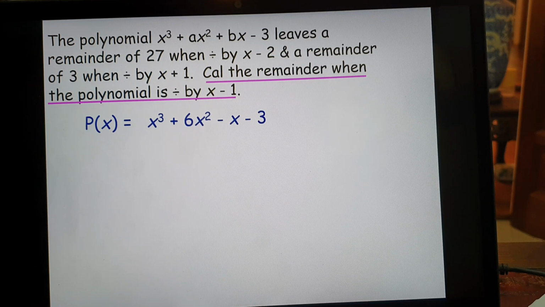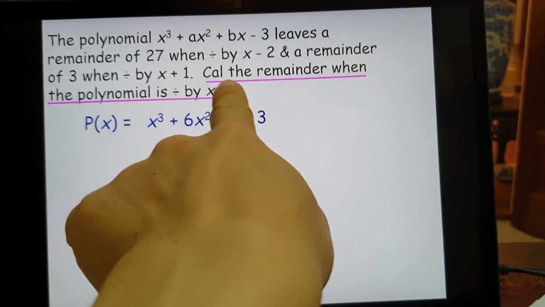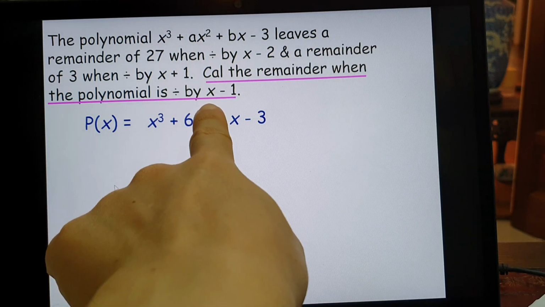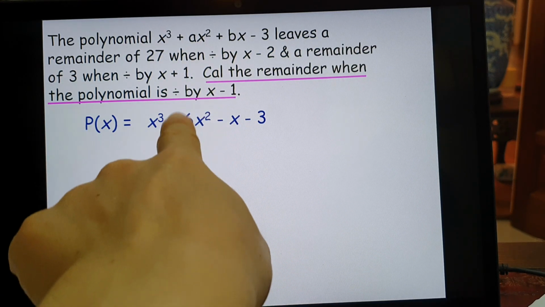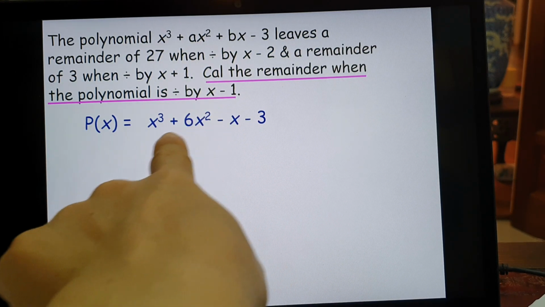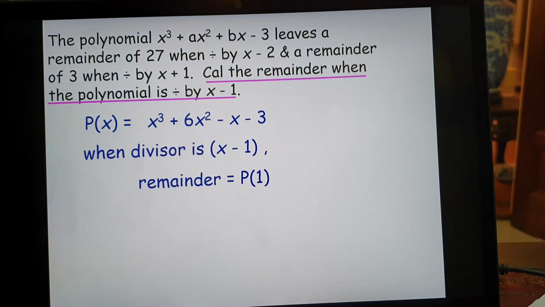Then you are supposed to find, this is calculate, find the remainder when the polynomial is divided by x minus 1. So right now you already know these two values, you just sub in and you get the answer. So this is your remainder.